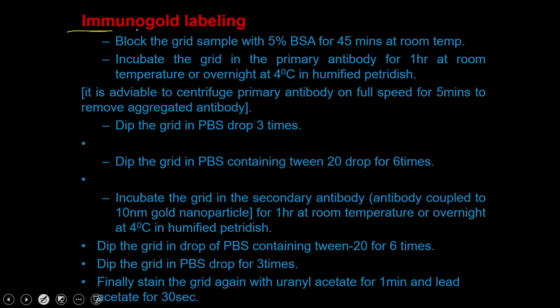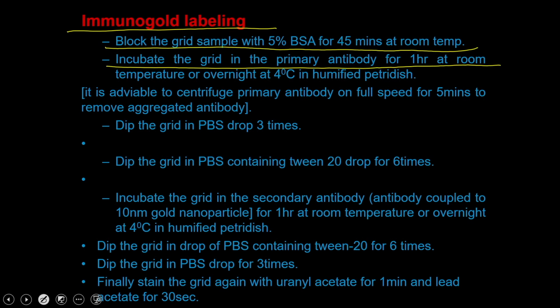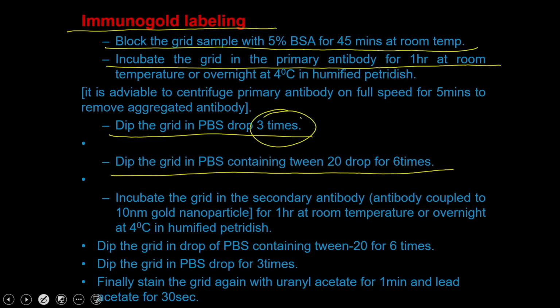Then you have to do the immunogold labeling. What you do is block the grid with the help of BSA, incubate the grid in primary antibodies, and then you do washing to remove the unbound antibodies. You dip the grid in PBS 3 times, and that is going to remove the unbound antibodies, and then you dip the grid in PBS containing Tween 20, and that is going to give you additional washing of the antibodies.